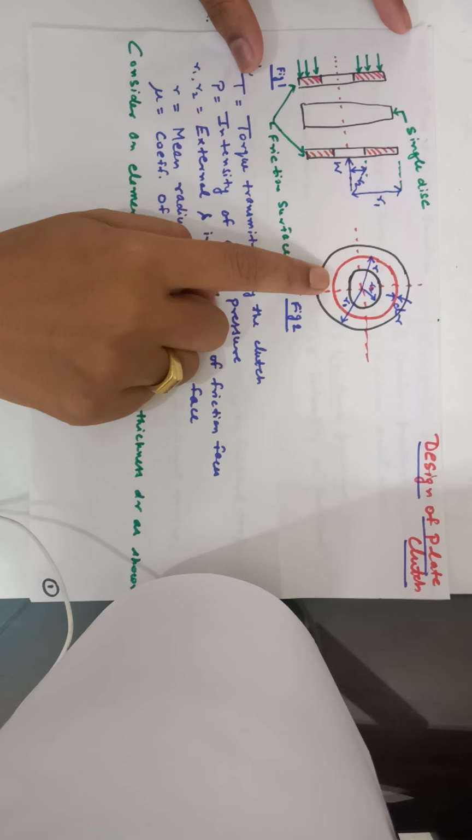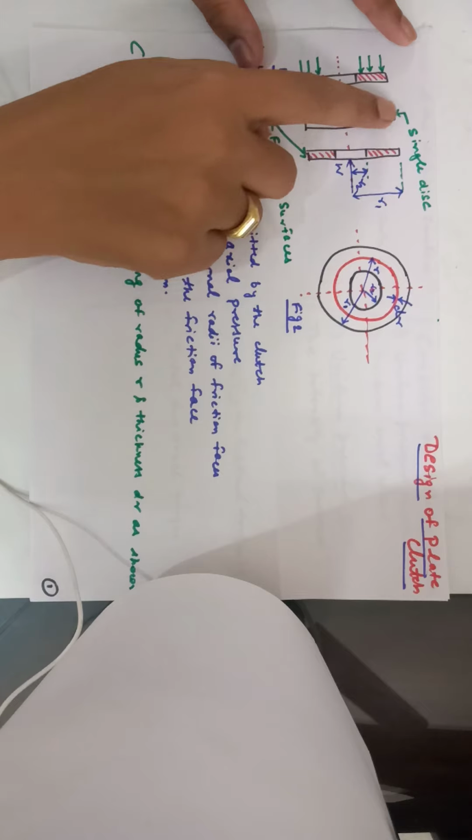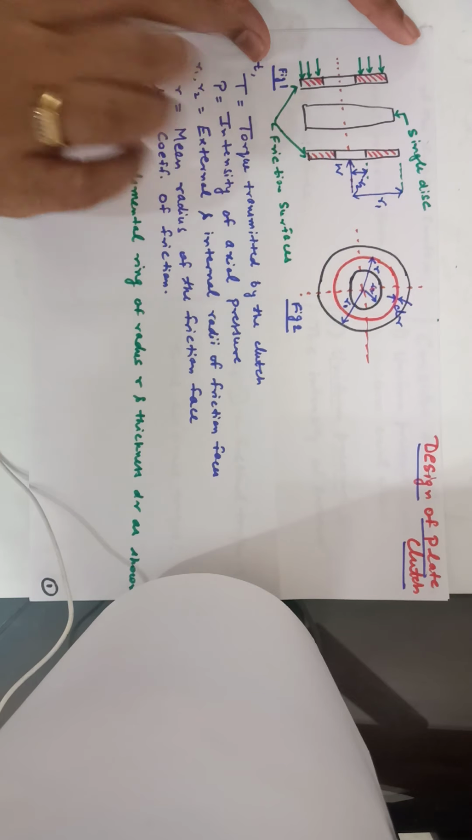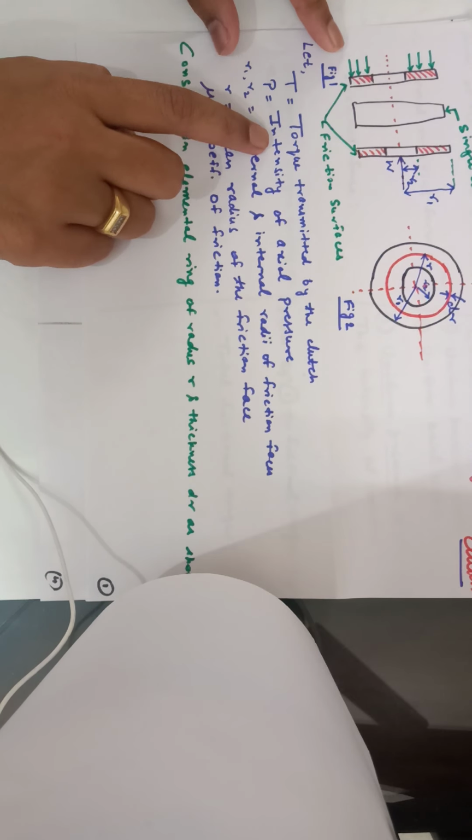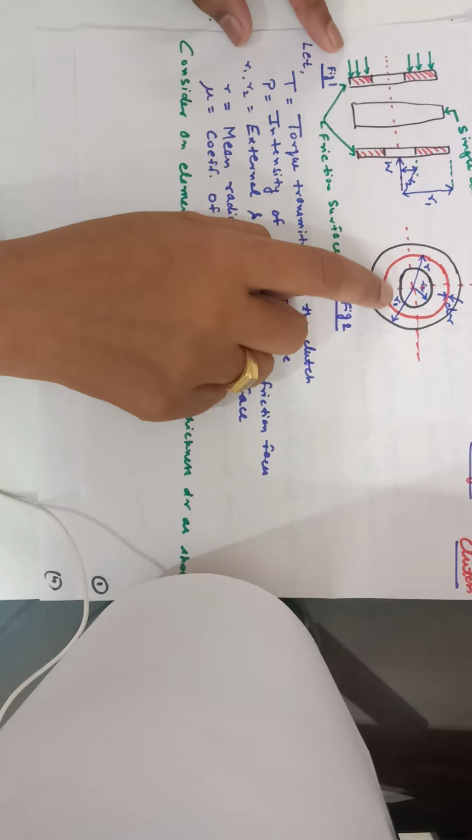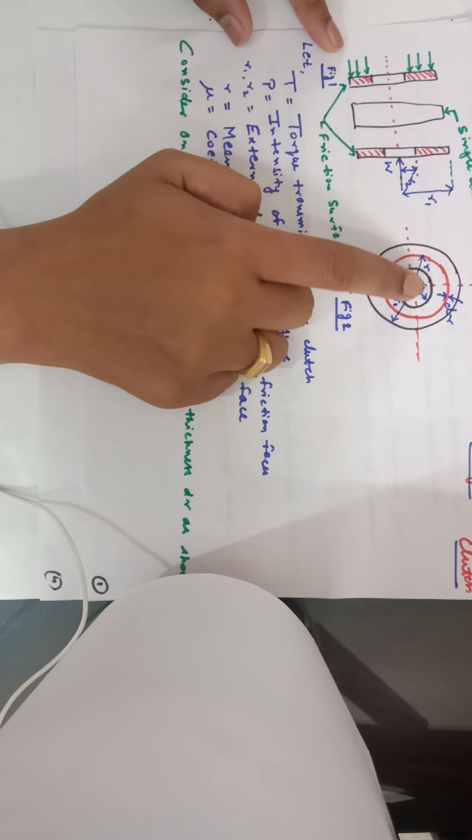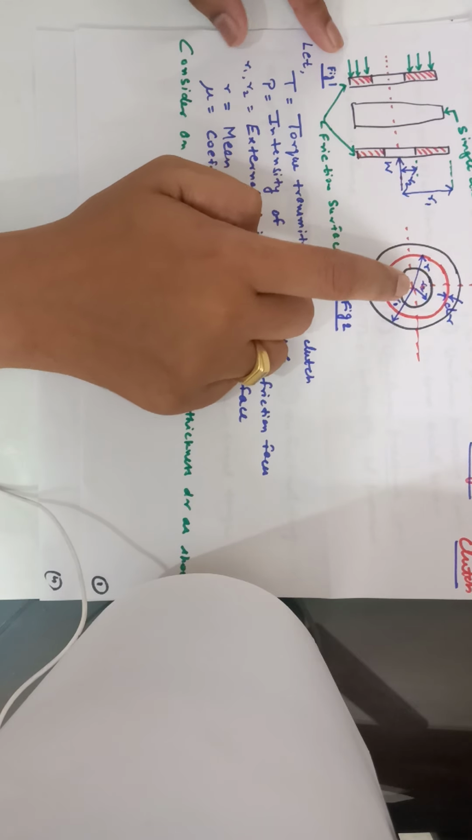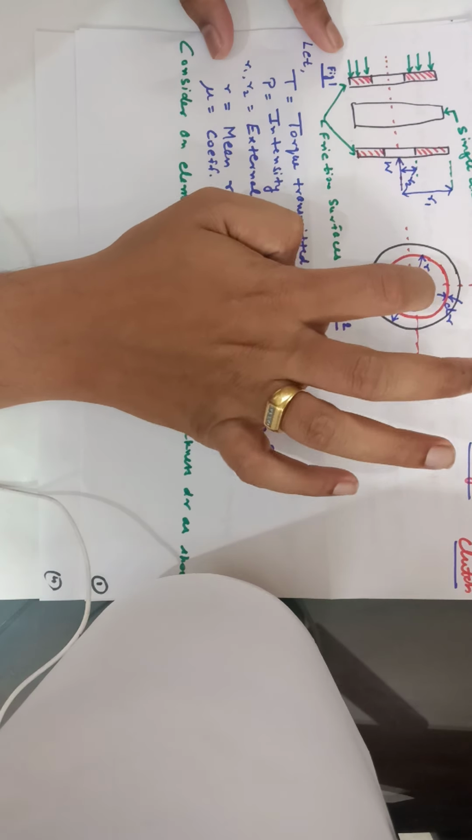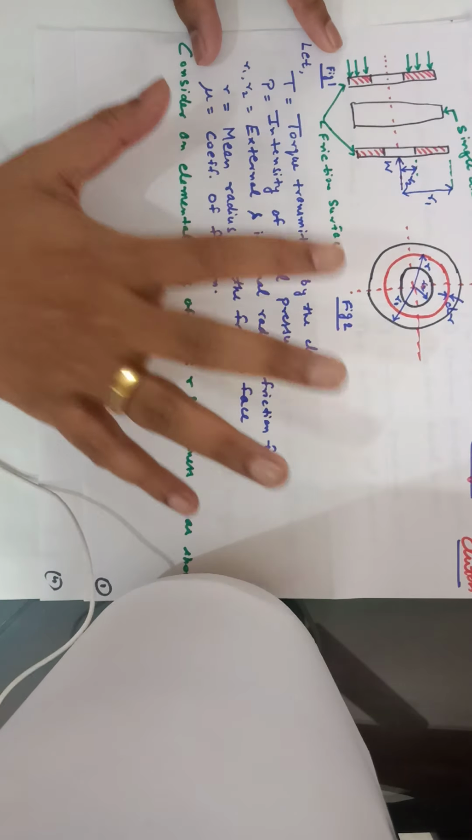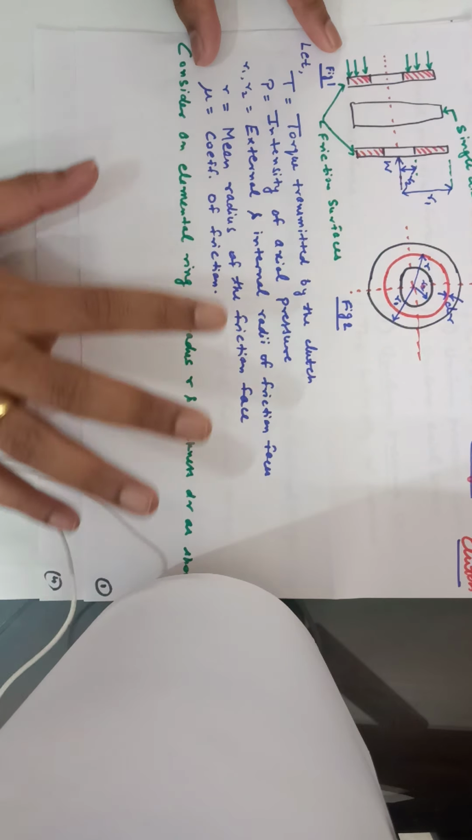This is the diagrammatic representation of a single plate clutch in which a single disc is placed between the two friction surfaces. These are the parameters. T is the torque transmitted, P is the intensity of pressure, R1 and R2. R1 is taken as the outer radius, R2 is taken as the inner radius. And R, the simple R, is the radius of a small elemental ring, which is taken for design purposes. Now mu is the coefficient of friction.